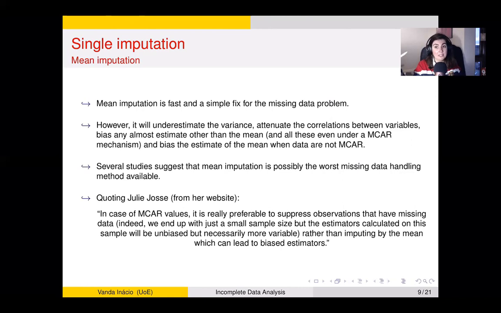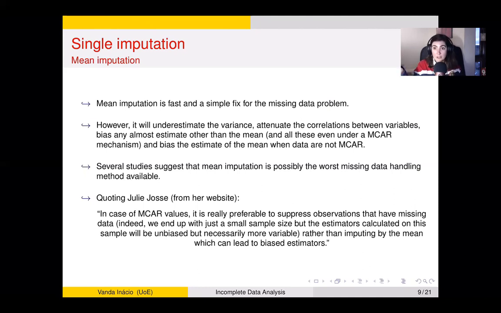And then if data are not missing completely at random, not only do we have biased estimates of the standard errors of the correlations, but also of the means. So mean imputation is not really a recommended method, and in fact it has been suggested that mean imputation is possibly the worst missing data handling method available.